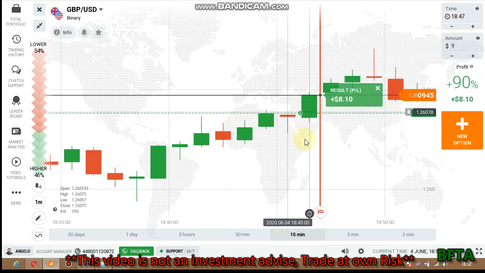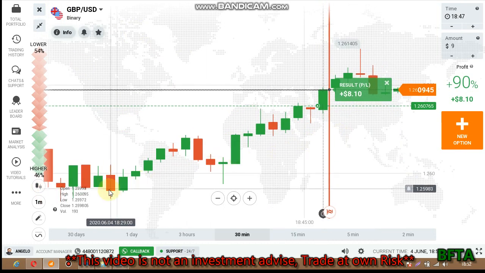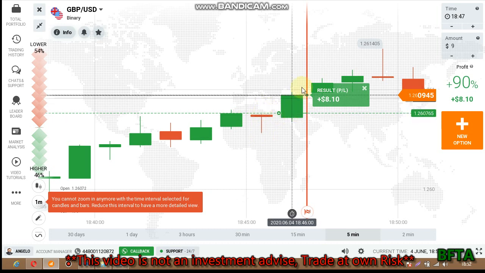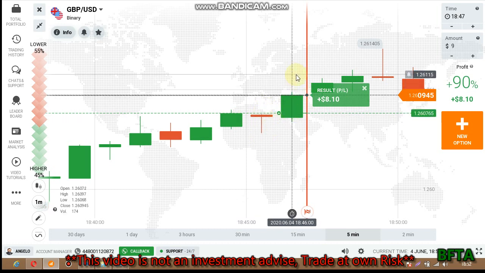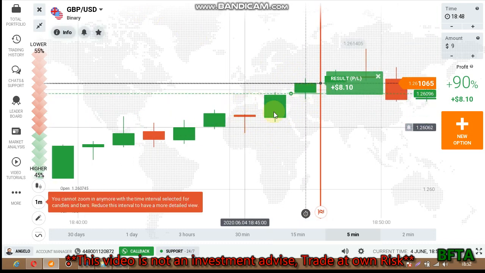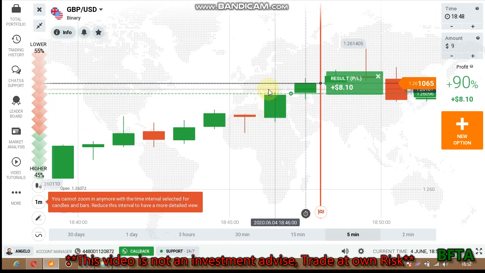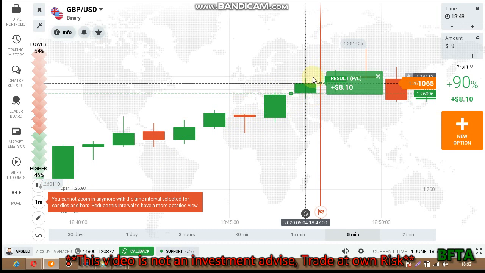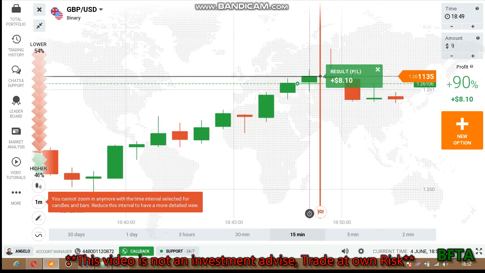Okay. The first trade I took here is because of this uptrend, the pressure from buyers, and a weak bearish candle. So we should expect a buyers' entry. That's why I placed a call option. The second trade was because of these strong buyers. After this candle, we see strong buyers and the trend is also an uptrend. So we should expect a buyers' entry. That's why I placed a call option.